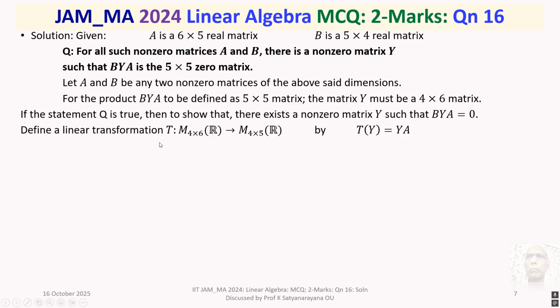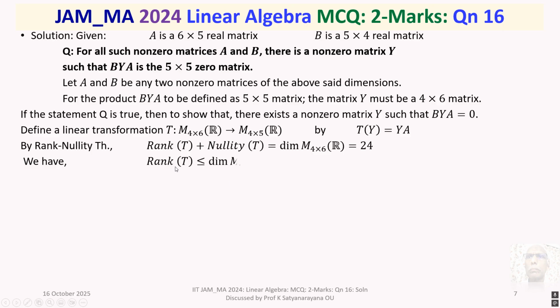So, this is a linear transformation T, from the vector space of 4 by 6 matrices with real entries into the vector space of all 4 by 5 matrices with entries from R, and defined by T of Y is equal to YA. We use the Rank-Nullity Theorem. The rank of T plus nullity of T is equal to the dimension of the domain space. The dimension of the domain space M4 by 6R is 24.